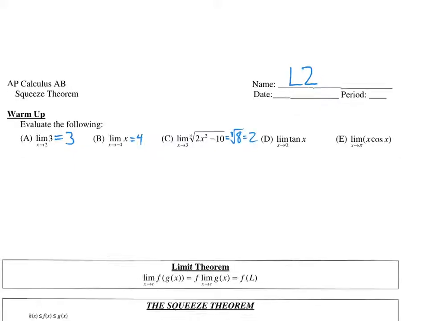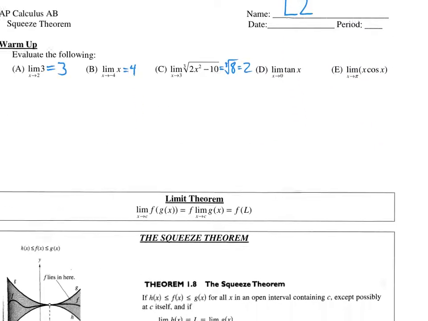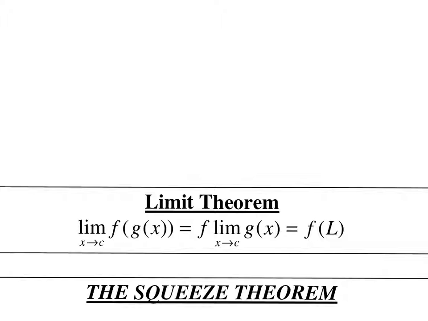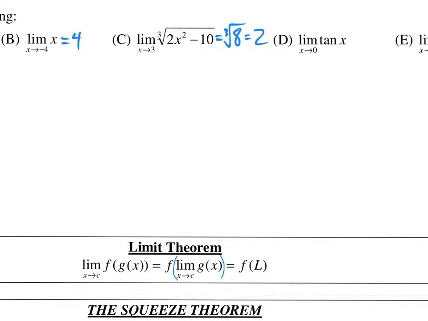Now, we'll take a moment here and take a look at this limit theorem at the bottom. Okay? This says here that if you have a composite function f of g of x that you're trying to take the limit of, you can simply take the limit of the inside function, that's what this is doing right here, and then evaluate the outside function for that. Okay? So in other words, I could rewrite C like this, okay?